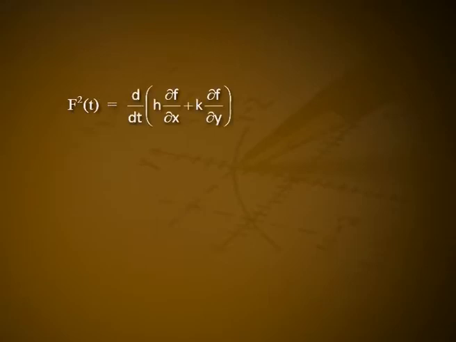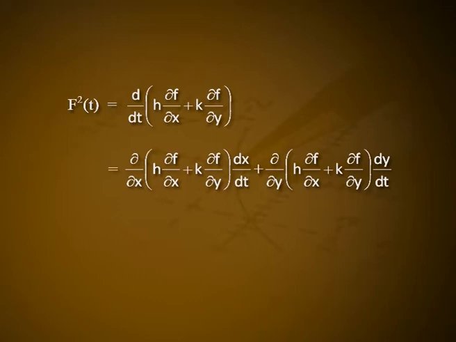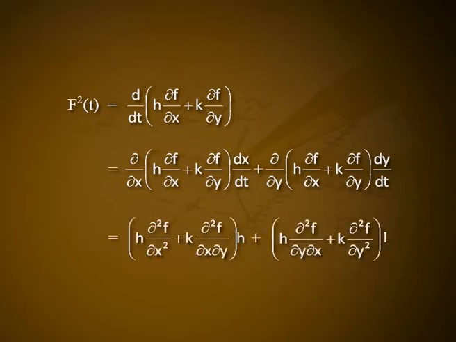F double dash of t equal to d by dt of h del f by del x plus k del f by del y, which is equal to del by del x of h del f by del x plus k del f by del y times dx by dt plus del by del y of h del f by del x plus k del f by del y times dy by dt, which is equal to h del square f by del x square plus k del square f by del x del y times h plus h del square f by del y del x plus k del square f by del y square times k, which is equal to h square del square f by del x square plus 2hk del square f by del x del y plus k square del square f by del y square, which is equal to h del by del x plus k del by del y whole square f equal to capital D square f.